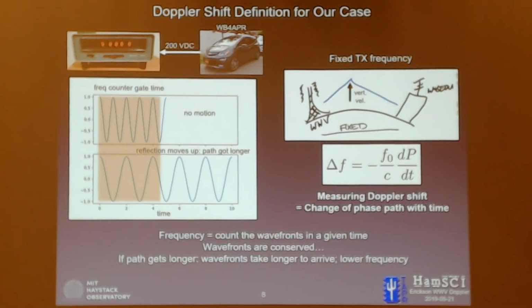What's happening is the path length is changing slightly. Since we're assuming this is free space, the wavefronts move at the speed of light, so they are going to take longer to arrive if the path is longer, and you're going to see an apparent Doppler shift. In this case, because it's moving away, the path is getting longer, so it's going to appear to drop a little in frequency. So measuring a Doppler shift is measuring the change in the length of the phase path with respect to time. That's what we want to do.